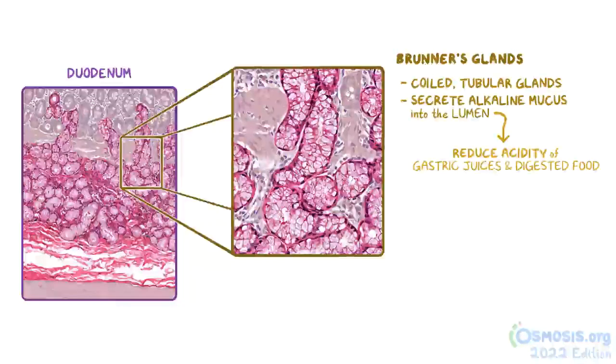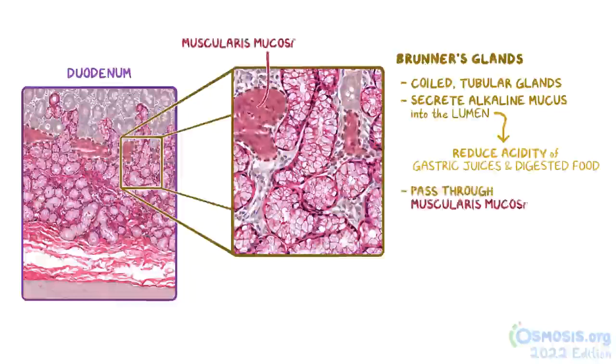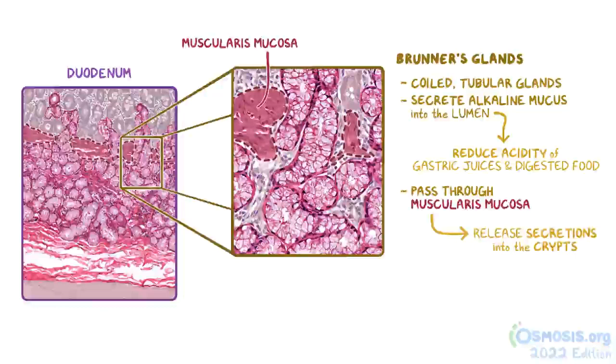Near the top of this image, we can see that the glands will occasionally pass through the muscularis mucosa in order to release their secretions into the crypts between the villi.